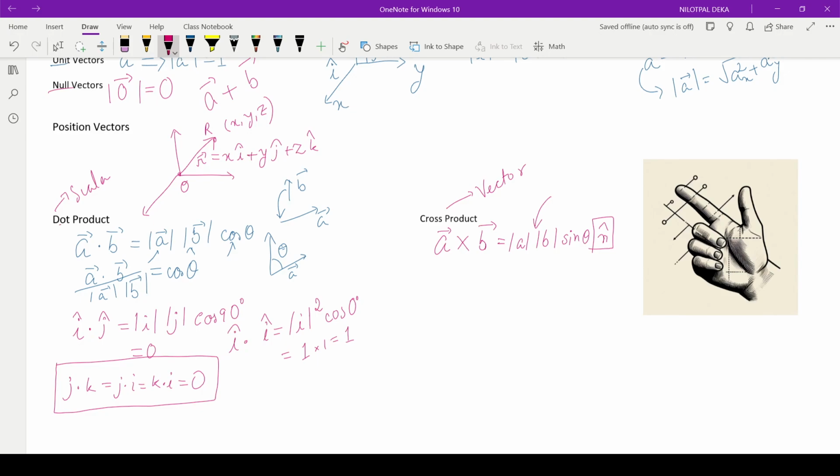I think that's clear. So let me give you the sense of the direction of n cap. How do we find that n cap? Now what you will do is, suppose I have a vector, let me get this color here, A.